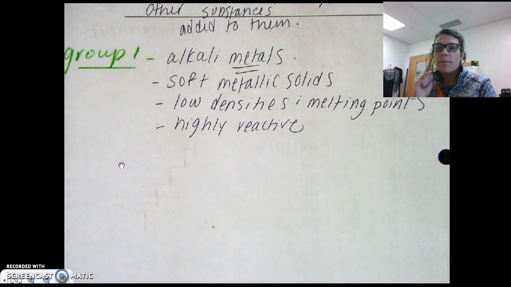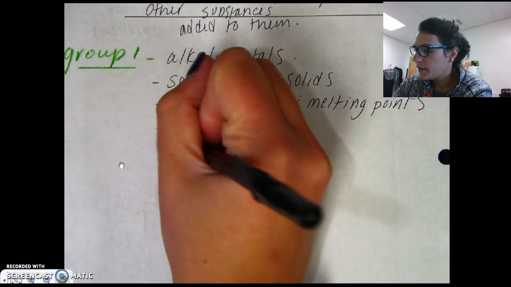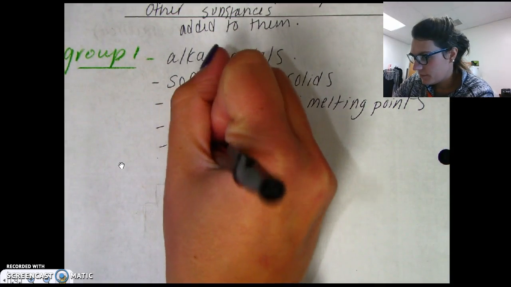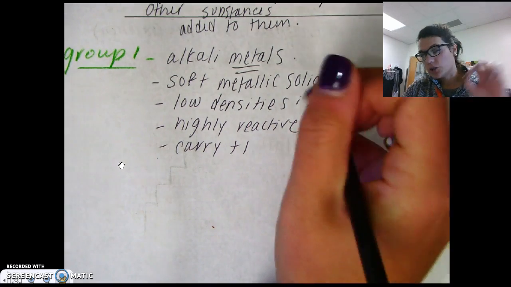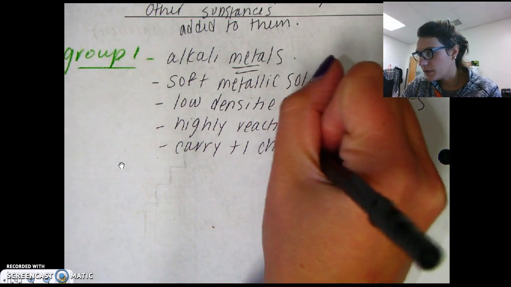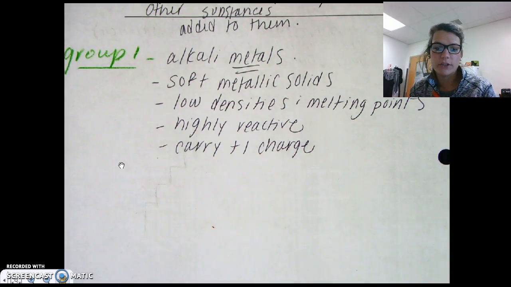Okay, most of these guys in group 1 carry a +1 charge, which means they want to lose their electron to become like a noble gas because they have that one outer shell electron. Okay, and let me show you an example of this.